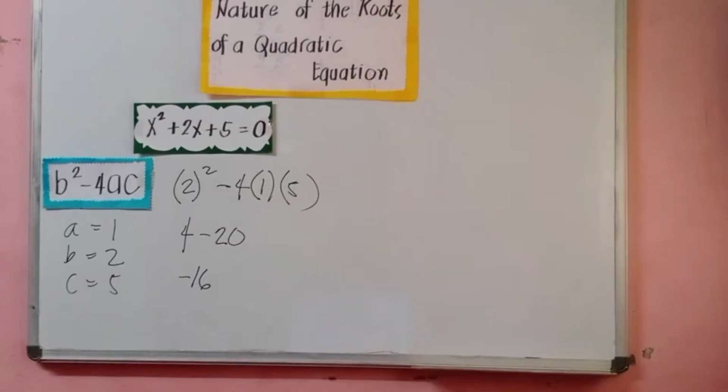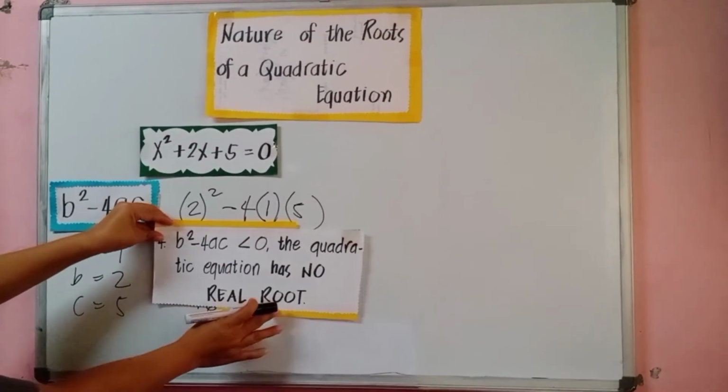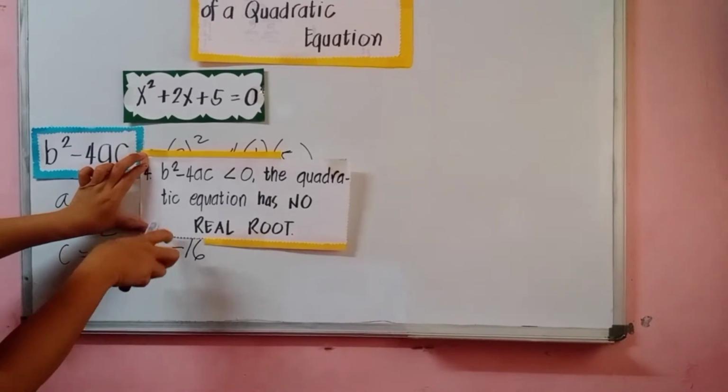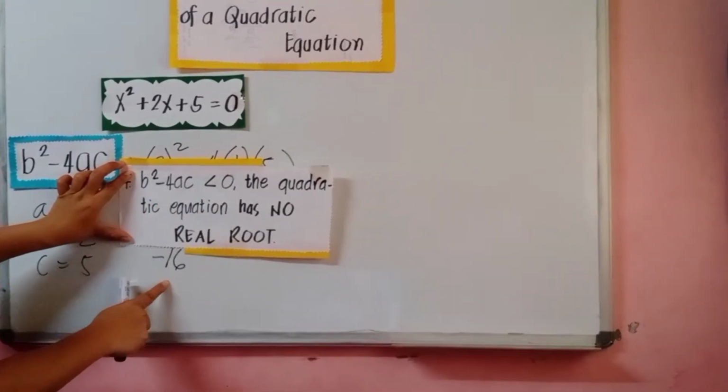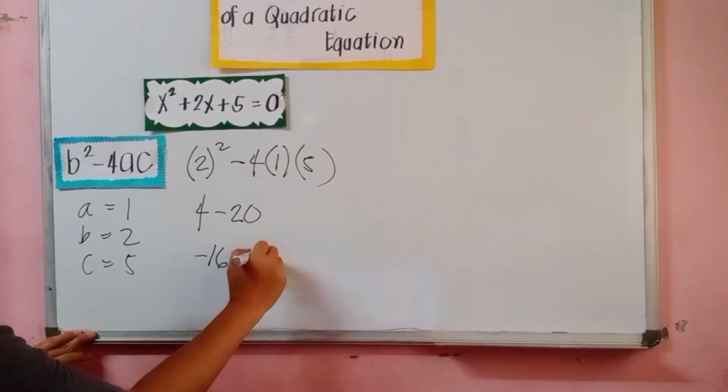Now this discriminant value falls under this one. So b squared minus 4ac is less than 0, meaning negative. So the quadratic equation must have no real root.